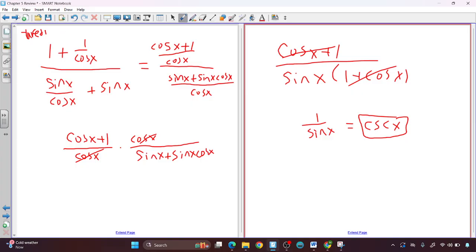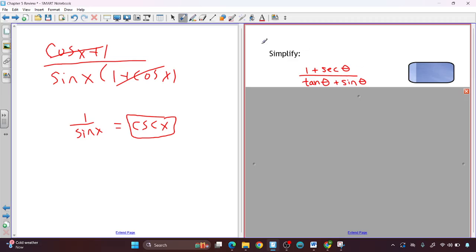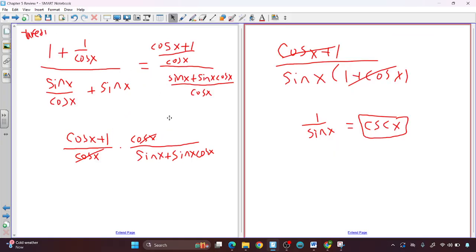Okay, so again, we don't always change to sines and cosines right away, but in this case, it wasn't working. What I thought was going to work was not working. So we need to change to sines and cosines, try our common denominators, and then we actually get a lot of cancellation when we flip and take the reciprocal.